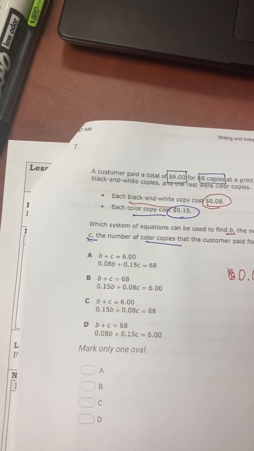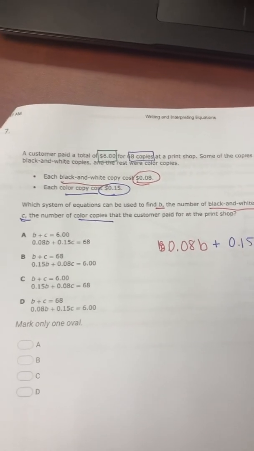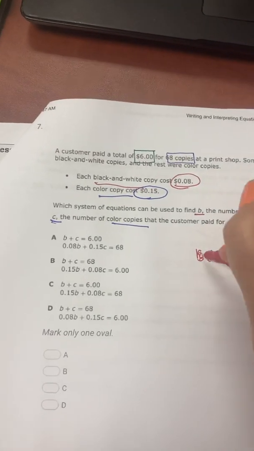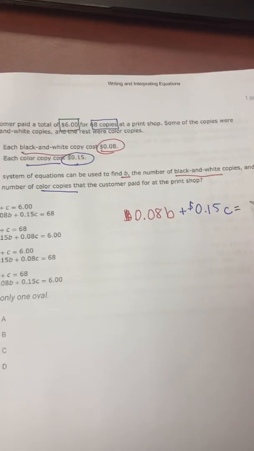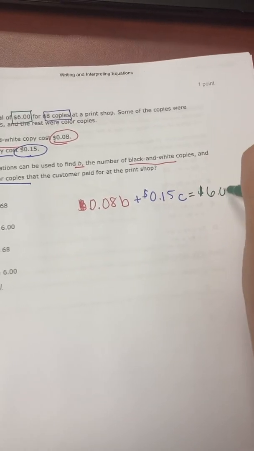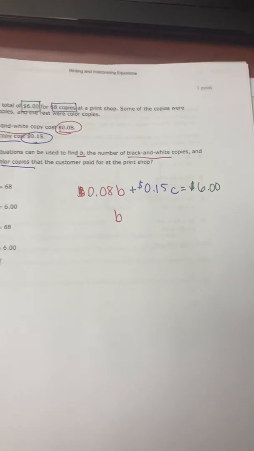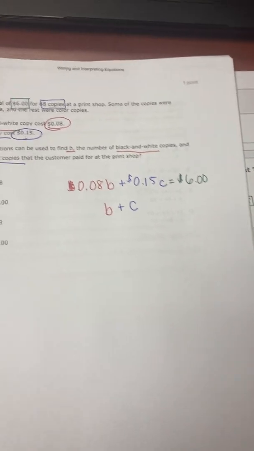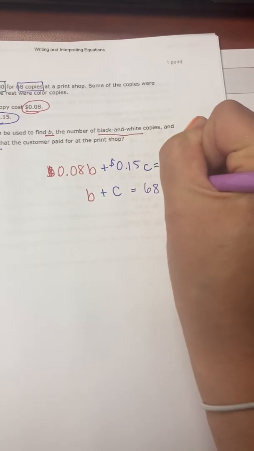So we definitely need to have the 0.15 with the C. And if it's money, so this is money, and the 8 cents is money, well, then this total needs to go along with the total money, the $6. Ta-da! Now, the part that's weird is that I have a second one that just goes B plus C, meaning there are black and white copies and there are color copies. And then that's going to equal the different total of 68 copies.